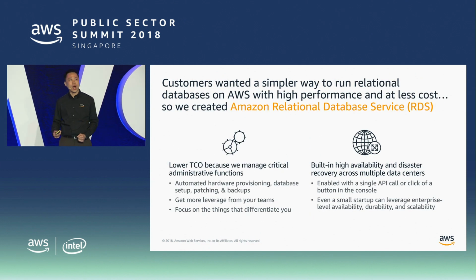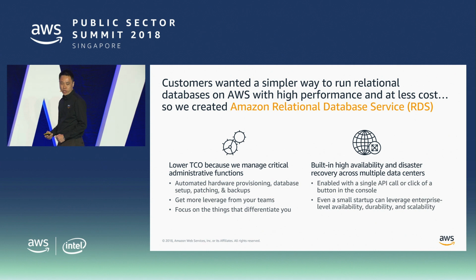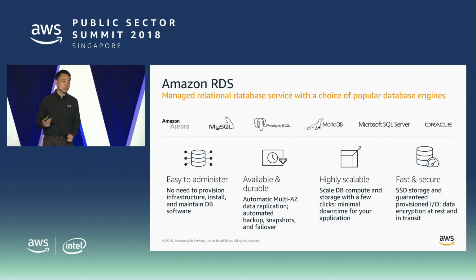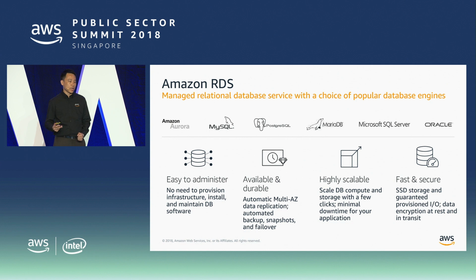And that is the reason why we actually implemented a managed database service for our customer, RDS. We want to provide a lower TCO to our customer and also provide some high availability and disaster recovery across multiple data center capability to our customer. So what is so special about Amazon RDS? Basically, there are a few things. Number one, easy to administer. Number two, available and durable. Number three, highly scalable. And also, that is a fast and secure database for our customer.